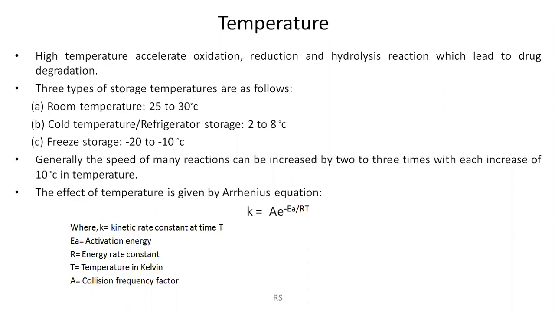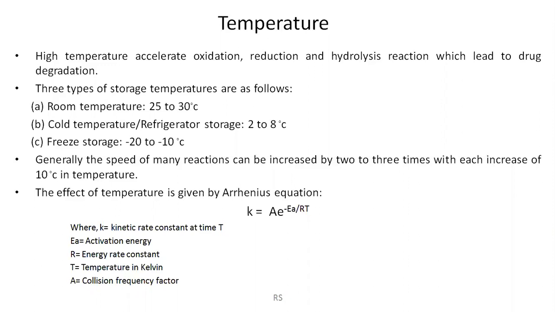So basically we have three types of temperature: room temperature, cold or refrigerated storage temperature, and lastly freeze temperature. These are the temperatures at which the pharmaceutical product is kept. Firstly, room temperature lies between 25 to 30 degrees Celsius. Then we have cold or refrigerator temperature, which lies between 2 to 8 degrees Celsius. And then we have freeze storage, which lies in a temperature range of -20 to -10 degrees Celsius.